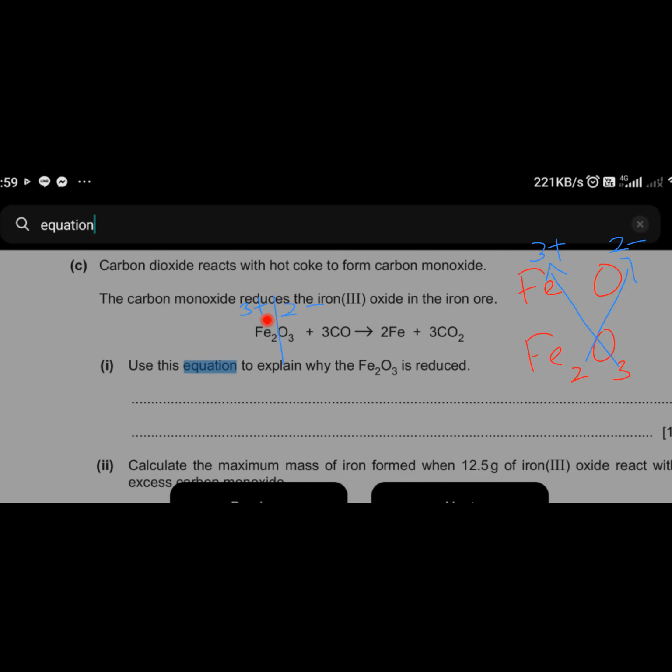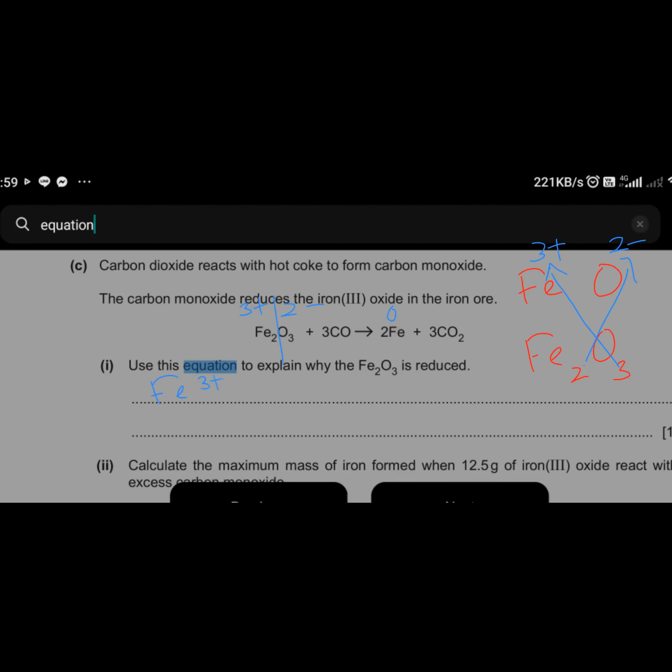These iron 3 plus ions, what has happened to them? They have become iron the metal. When the iron metal is there, that means it is an alone element, right? Single elements have the oxidation number of 0. They don't have an ionic charge because they are elements, right? 0. So the iron 3 plus had become iron the metal.